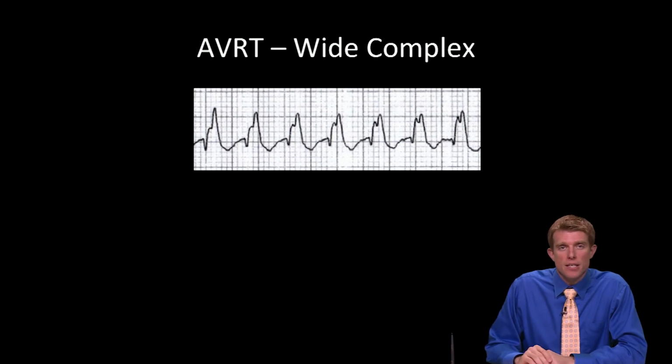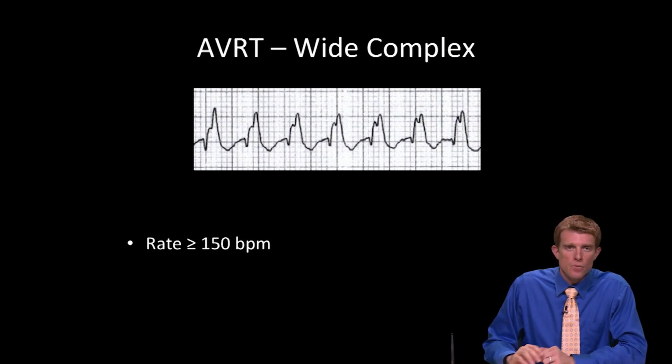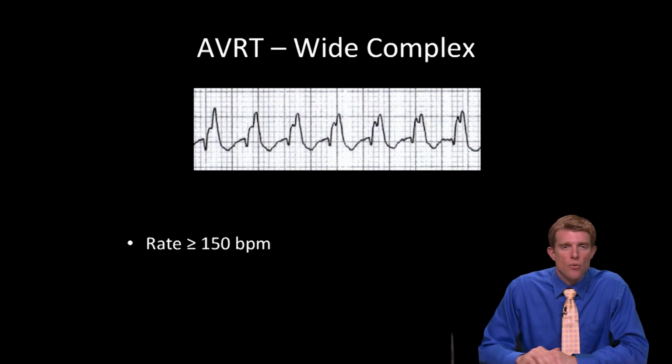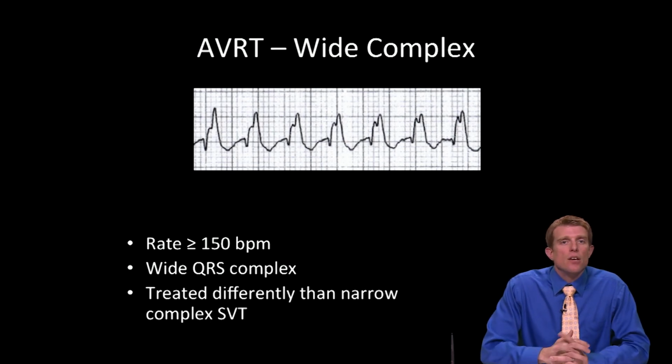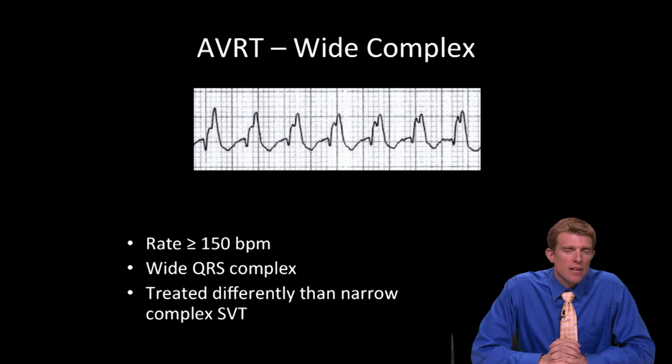And here's what we would see on rhythm strip. You're going to have a fast rate again, greater than 150. You're going to have that wide QRS complex, often greater than 140 milliseconds. And you're going to treat these differently, and that's why it's important. Why do we treat these differently than narrow complex SVT?